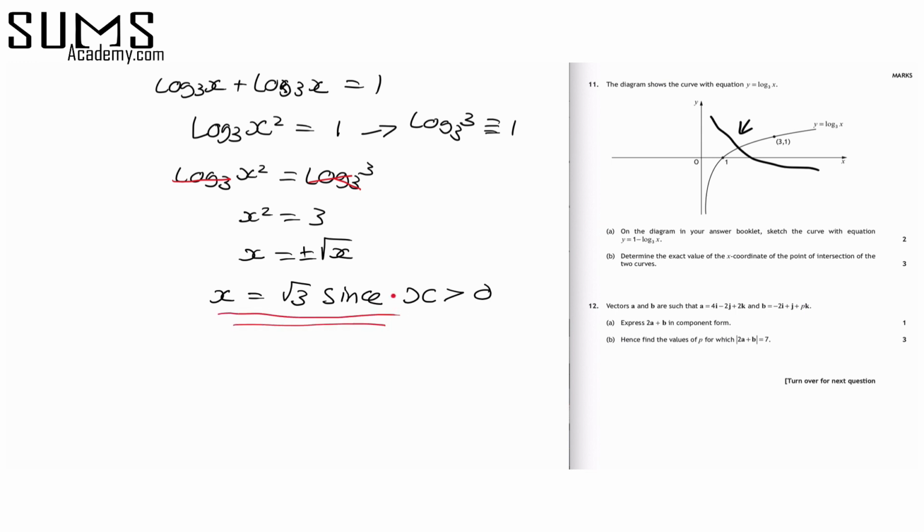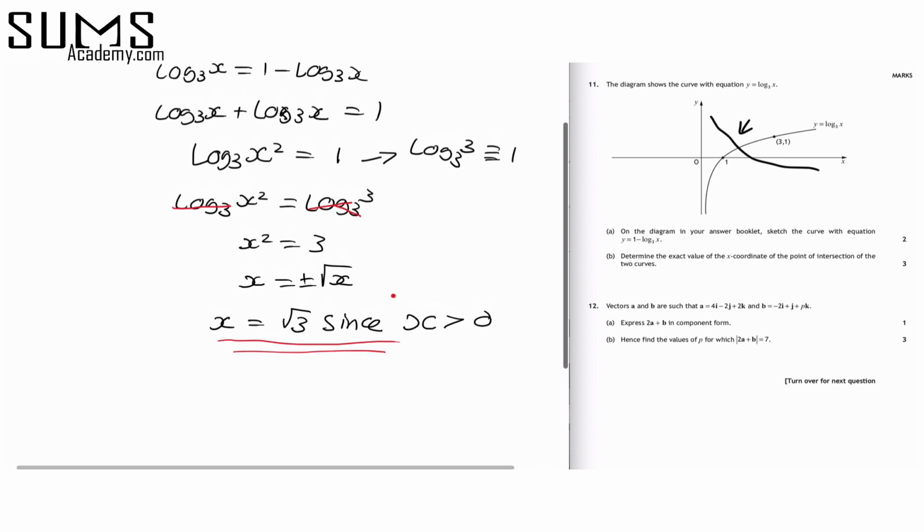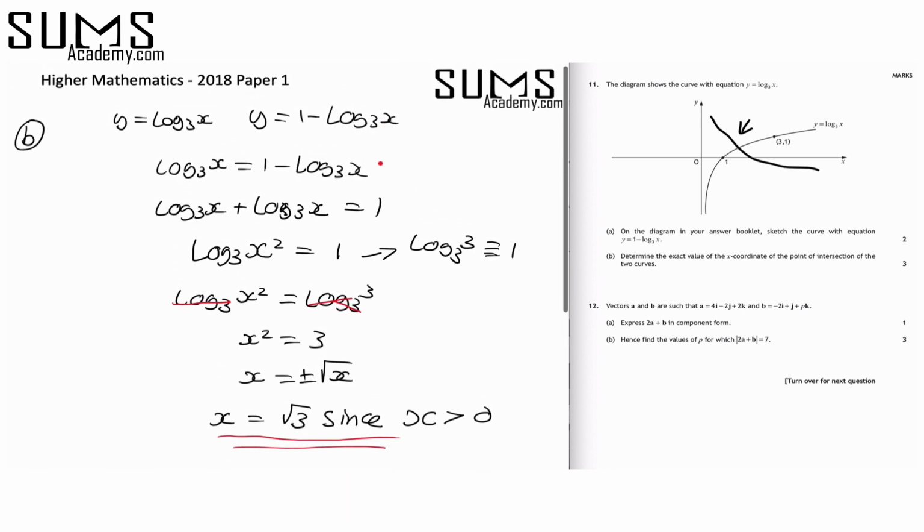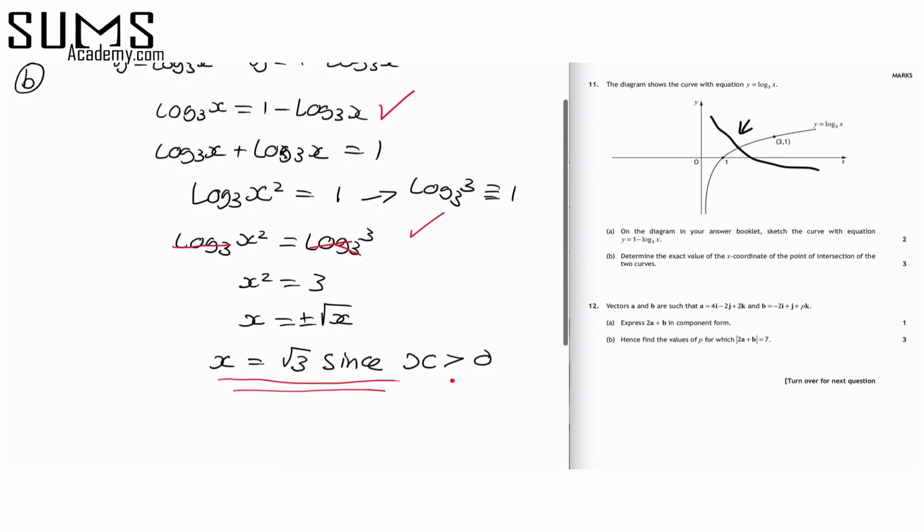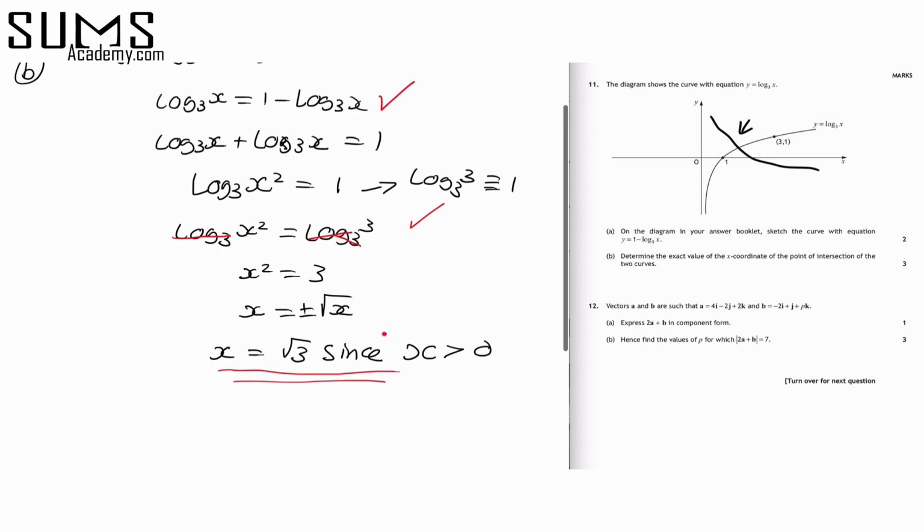So where did you get the marks from? Well, you get 1 mark for setting the equations equal to each other, and then you get another mark for trying to solve it, and then you get your 3rd mark for the correct x coordinate there.